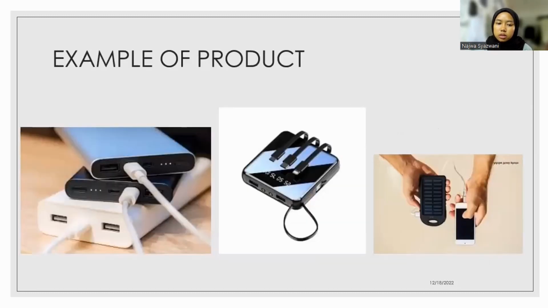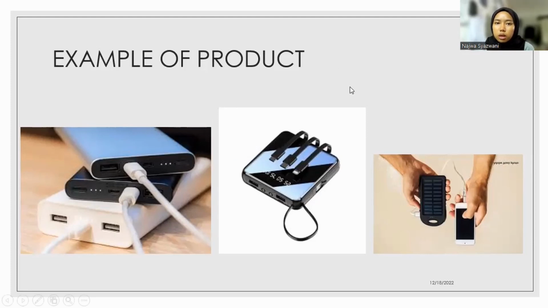This is some example of the power bank, which is the solar power bank, and this too is a common power bank that we use today.